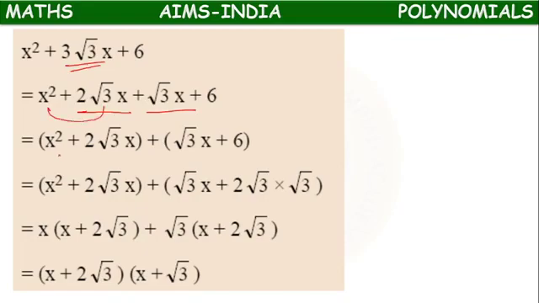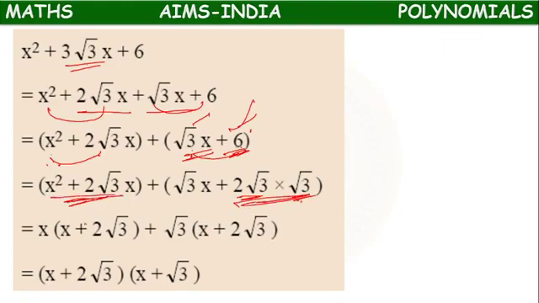In these, first two, one group, next two, other group. Let's keep it like that only. Here root 3 is there, but in 6 root 3 is not there. 6 can be written as 2 root 3 into root 3, because we have to take the common term out. In root 3x and 6, there is no common term. That's why we are writing 6 as 2 root 3 into root 3.